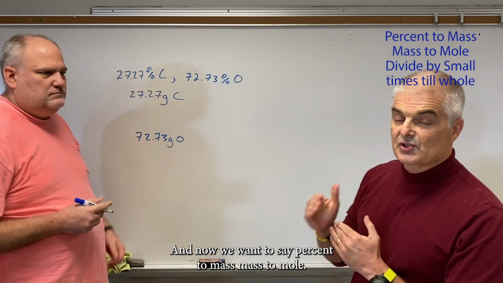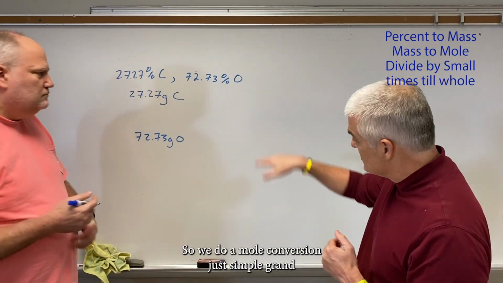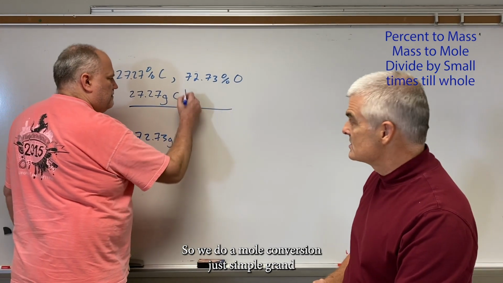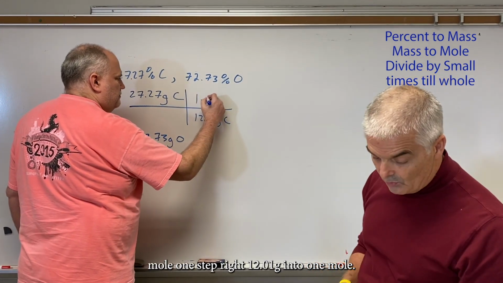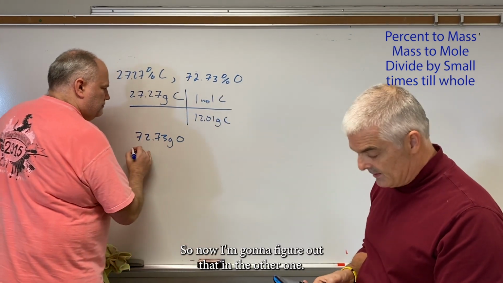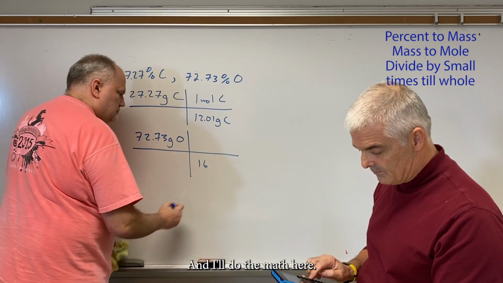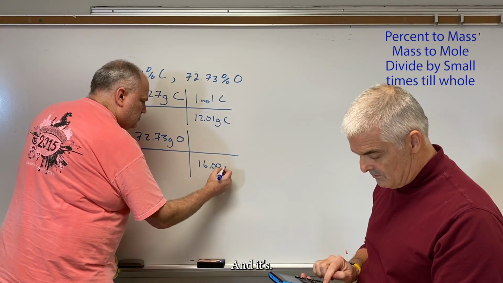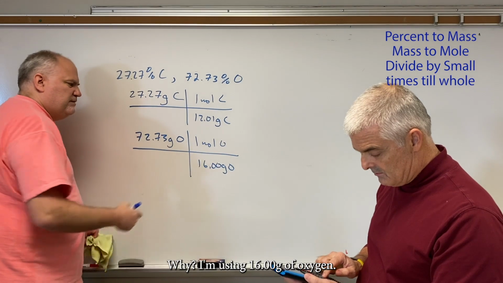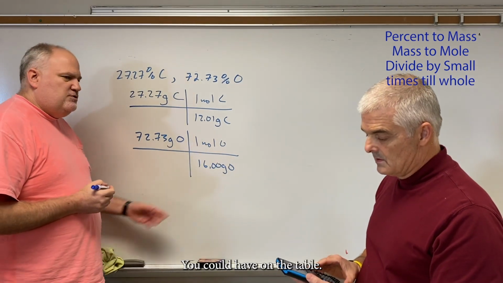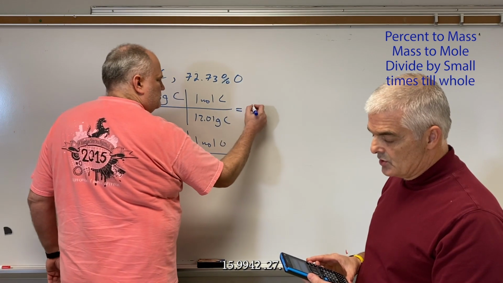And now we want to say percent to mass, mass to mole. So let's convert both of them to moles. We do a mole conversion, just simple gram to mole, one stepper, right? 12.01 grams into 1 mole. So now I'm going to figure out the other one. You set that up and I'll do the math here. By the way, I'm using 16.00 grams of oxygen. You could have on your table 15.994. 2.27.